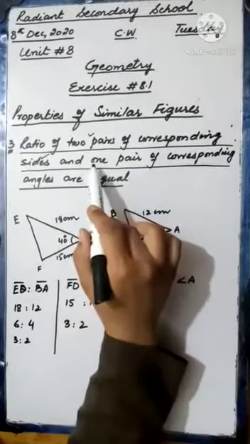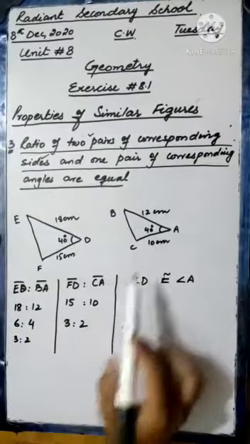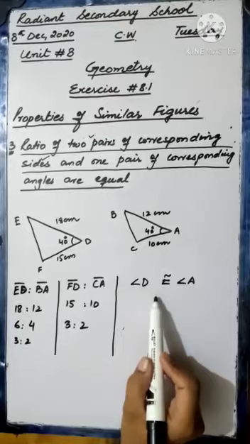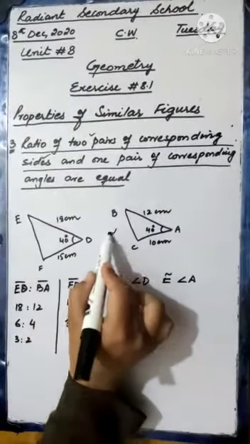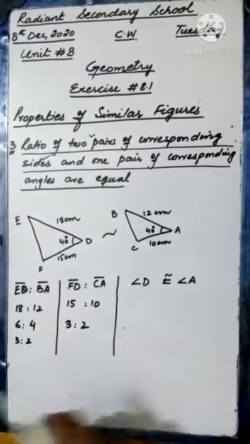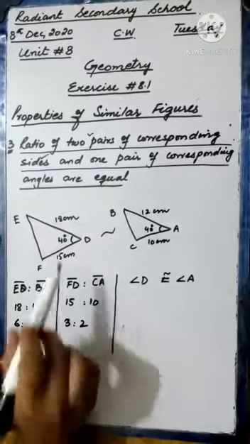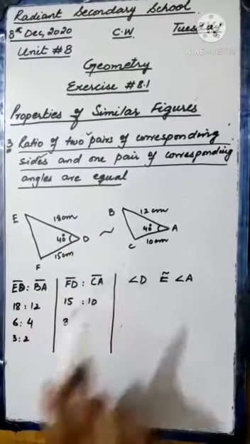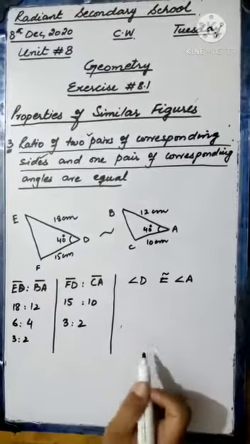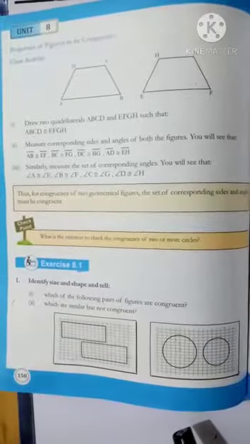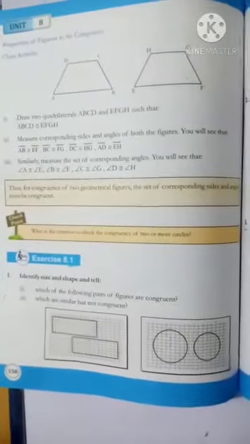So according to the property, we are having two pairs of corresponding sides the same and one angle the same. So now we can say that the figures are similar, meaning these two triangles are similar, and vice versa. If we are having similar figures, we can say that the ratio of two pairs of their corresponding sides will be the same and one angle will be congruent, will be equal. Clear? Okay class, now we will do exercise 8.1, question number 1, 2 and 3 from the book.